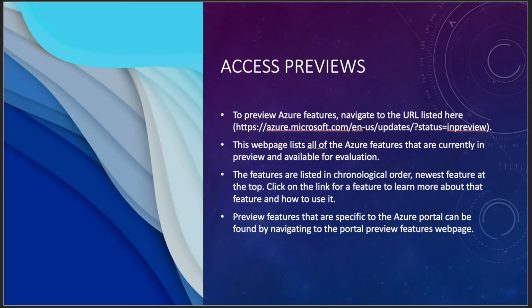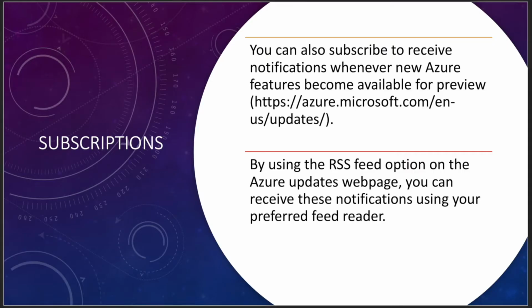Again, click on the link for the feature to learn more about the feature and how to use it. So there's some limited documentation, but there's a lot of things you're going to have to figure out. And then preview features that are specific to the Azure portal can be found by going to the portal preview page. So there's a difference between portal previews and then just the general previews that everyone can get access to. You can also subscribe to receive notifications whenever new Azure features become available by subscribing to updates, or you can use an RSS feed for people that actually still use RSS feeds to update the Azure web page, and you can receive these notifications through a feed reader if you actually use one. I haven't seen RSS feeds used in years.